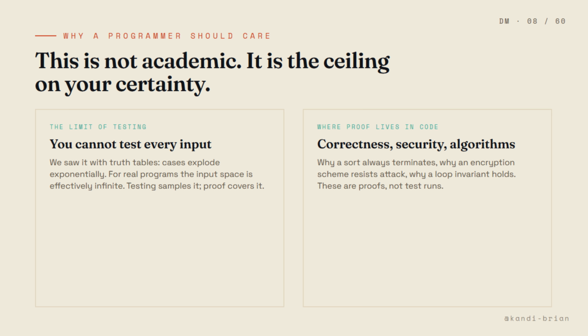There's 2 reasons this would matter for a computer programmer. First, the limit of testing. We already saw with truth tables that cases explode exponentially. 10 variables was over 1,000 rows. For a real program, the space of possible inputs is effectively infinite. Testing samples that space. Only proof covers it. Second, proof is where the deepest guarantees in computing come from. Why a sorting algorithm always terminates. Why an encryption scheme resists attackers. Why a loop's invariant holds on every iteration. None of those are things you establish by running test cases. They're proofs. The most important guarantees you'll ever rely on were proven, not tested.